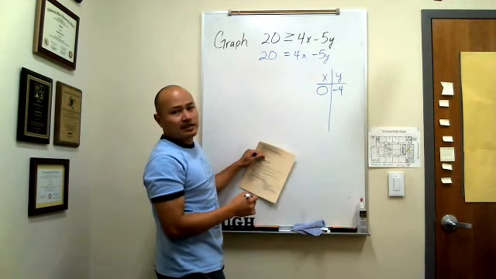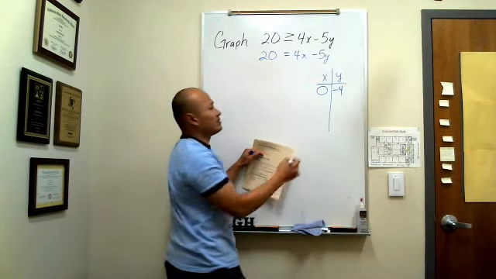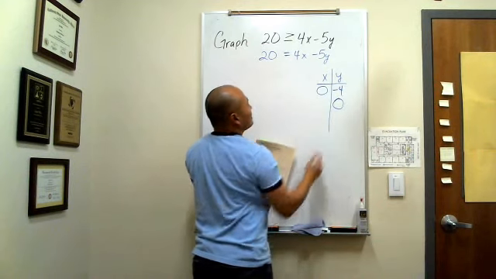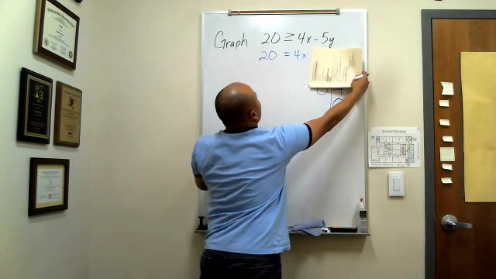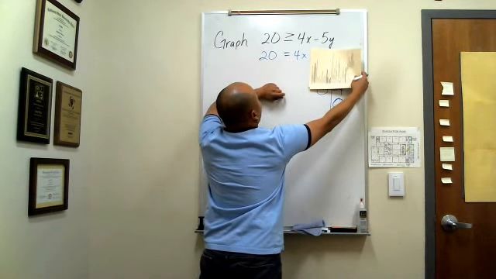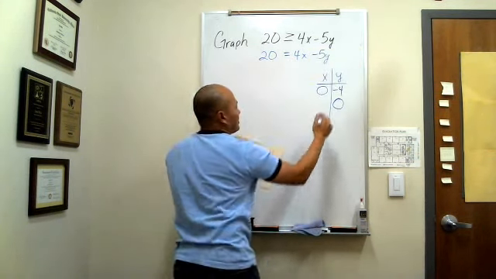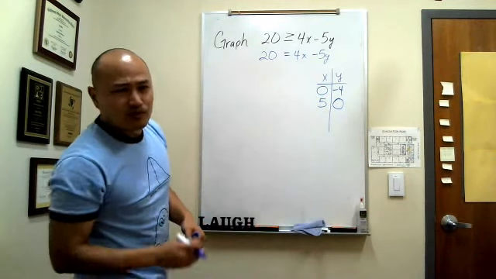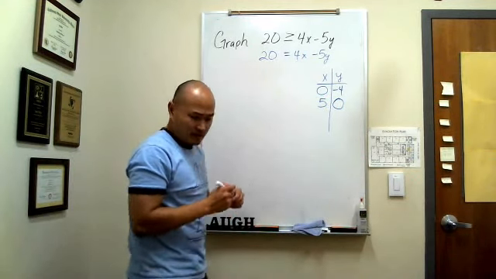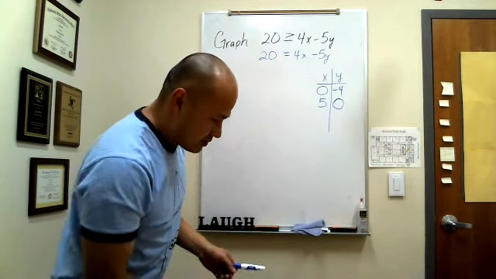Now we're going to find the x-intercept. To find the x-intercept, we're going to set y to be 0. And so 5 times 0 is 0. So now you're solving this equation: 20 equals 4x. X must be 5. You need at least 2 points to graph a straight line. Let's put that up on the board.